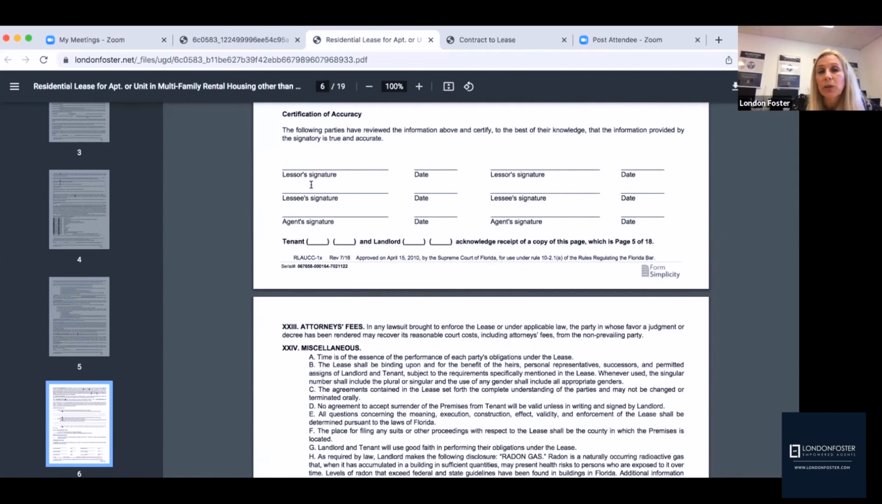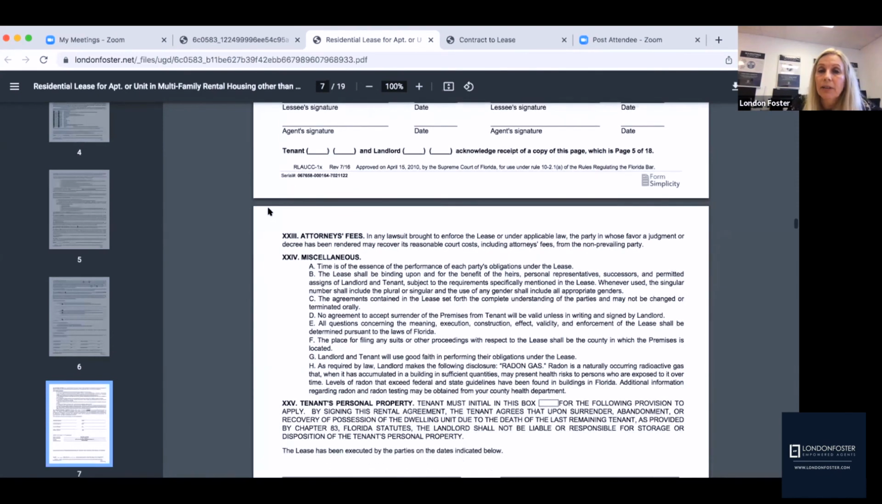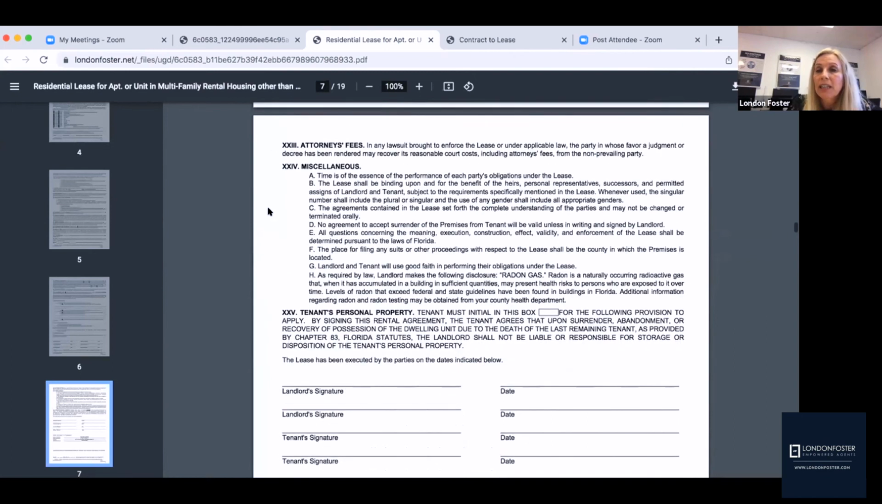Again, the lessor's signature here is the landlord. If there are two agents of the landlord, you put that here. The lessee has to sign and date. Agent signature for the tenant, agent signature for the listing agent. Okay, they have to do this. Attorney's fees, if you have a lawyer.